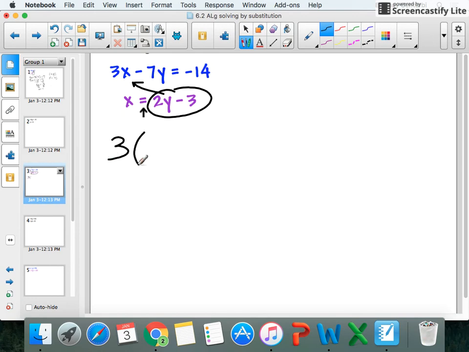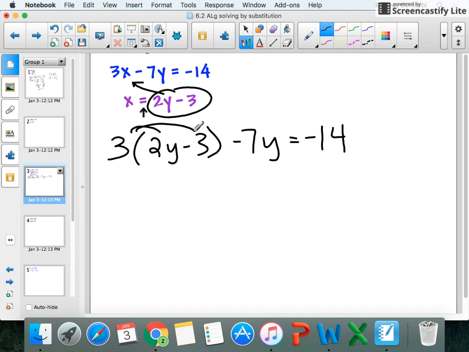Now, since we have more than one thing that we're going to be multiplying by, we have to put parentheses around it so we can make sure that we're multiplying the 2y and the negative 3 by the 3 on the outside. So we're going to put those in parentheses. So 2y minus 3. Then everything else stays the same. So minus 7y. So your safest bet is anytime that you are putting something into the equation to just put parentheses around it. Then from here, we're going to distribute.